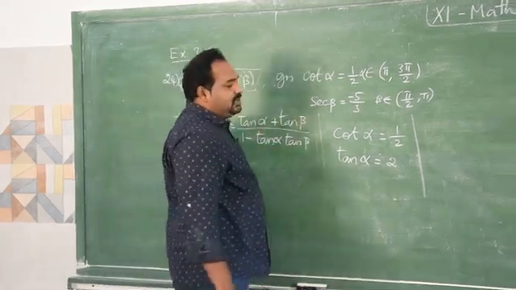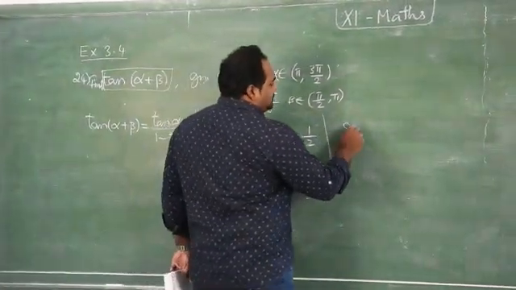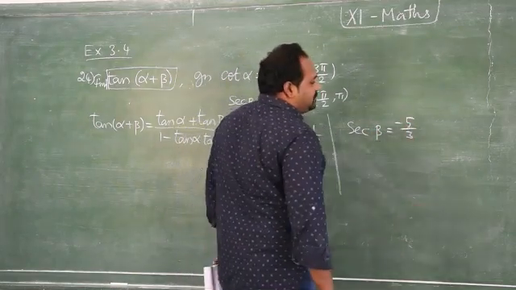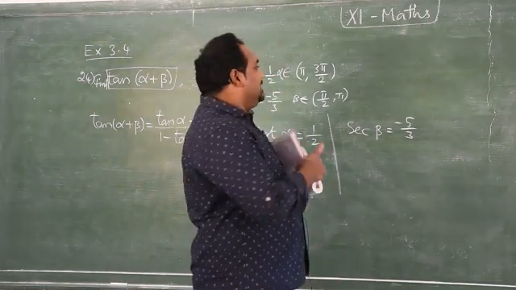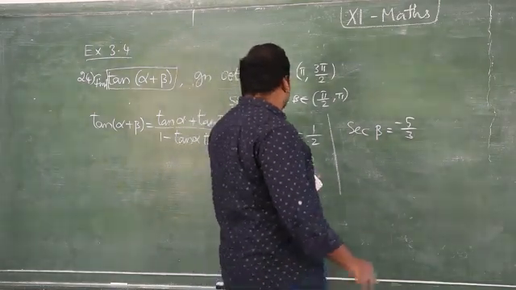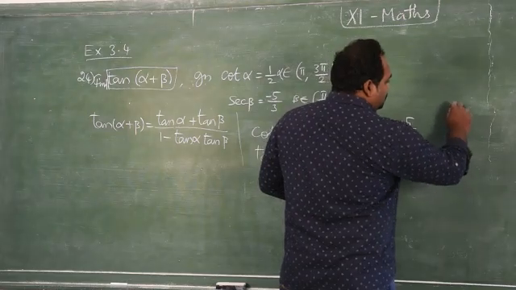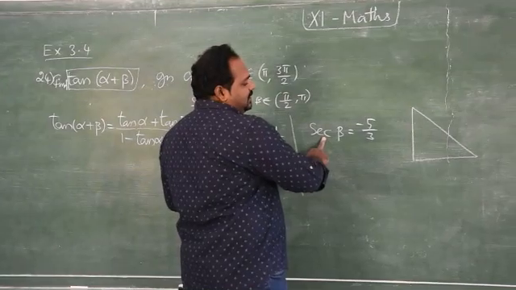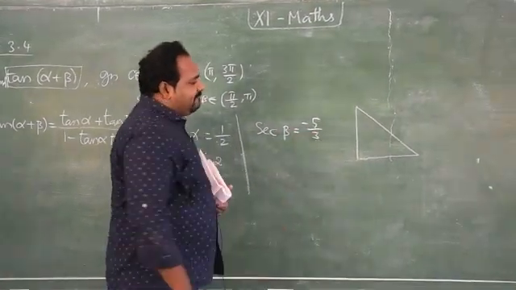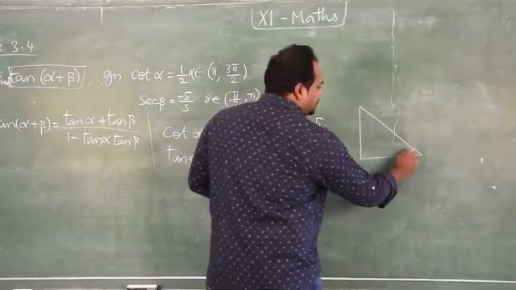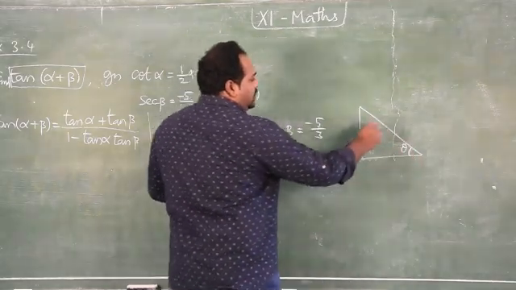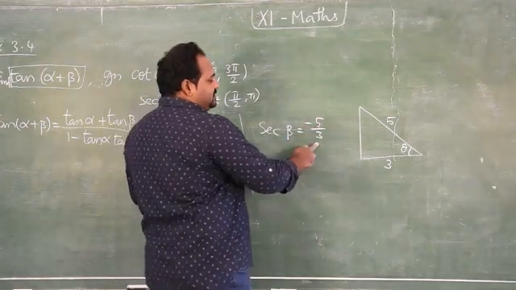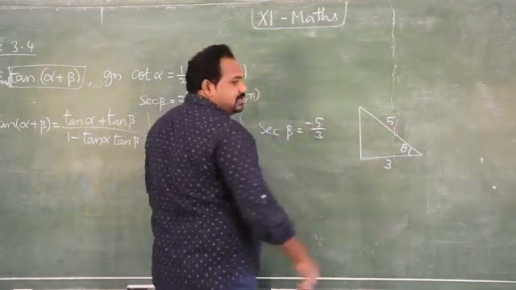Next we have to find the tan beta value. Secant beta is given, it is minus 5 by 3. Using the Pythagoras theorem, I am going to find the tan beta value. I am going to use a right angle triangle diagram. Secant beta value is 5 by 3. We know that secant is hypotenuse by adjacent, so hypotenuse is 5 and adjacent is 3. We can write 5 and 3 on these sides.